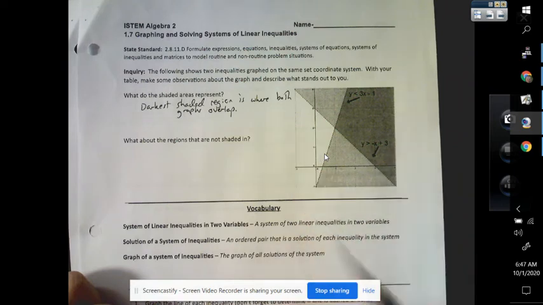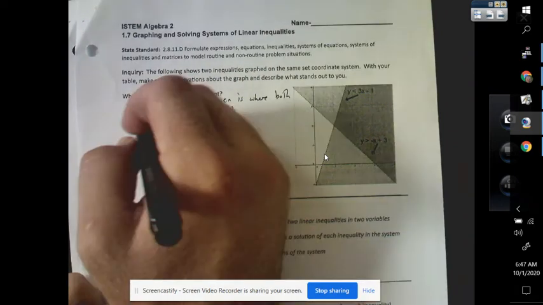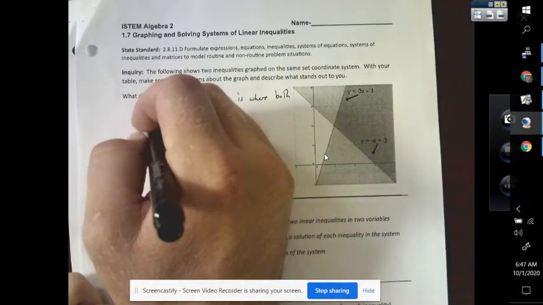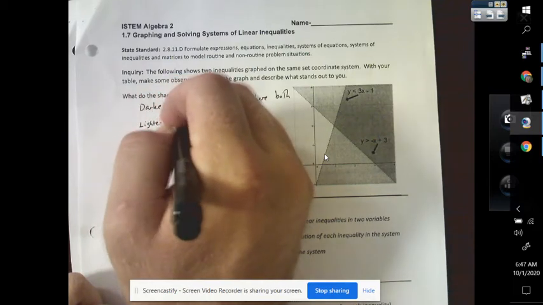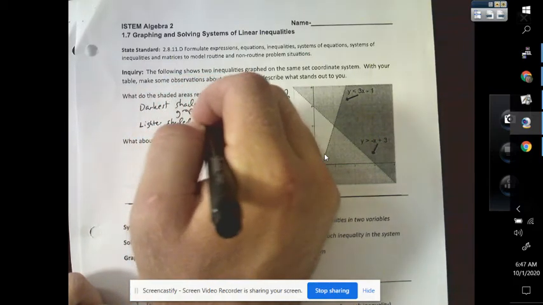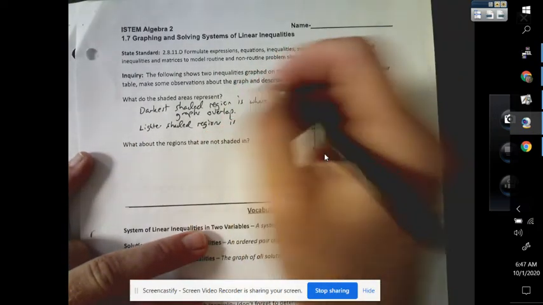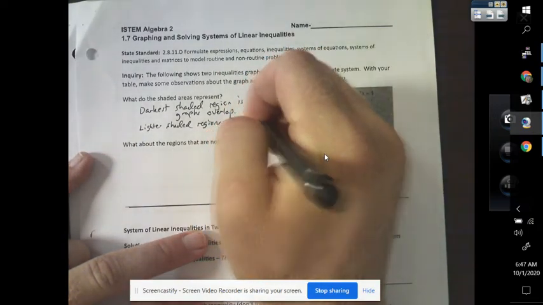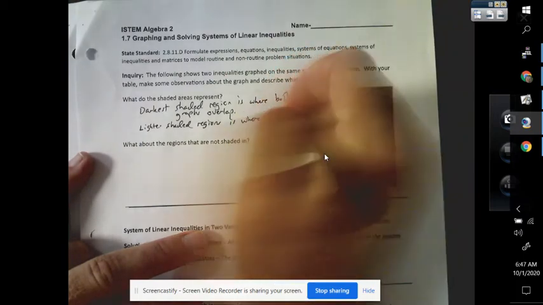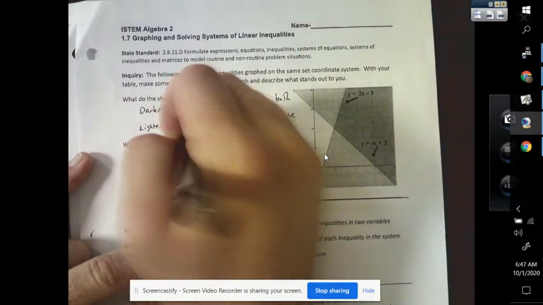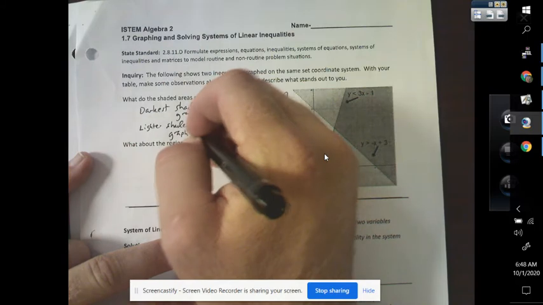Okay, and then the lighter shaded regions is where only one graph's solutions work.